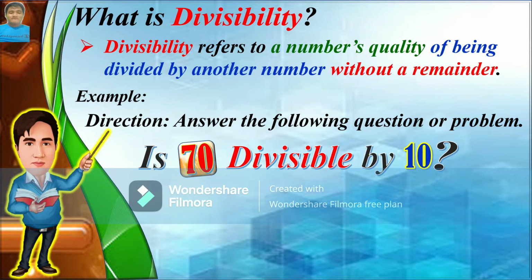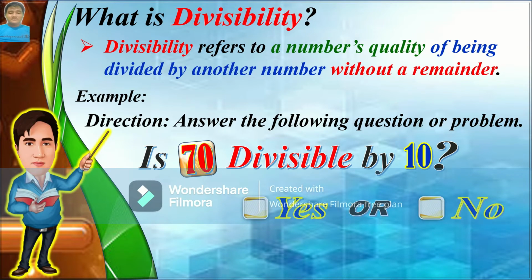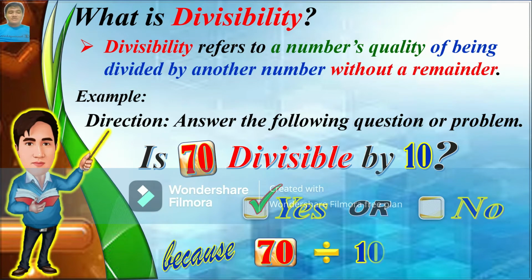What about this one? Is 70 divisible by 10? Or can you divide 70 by 10 without remainder? Yes or no? Superb. The answer is yes, because 70 divided by 10 is exactly equal to 7.